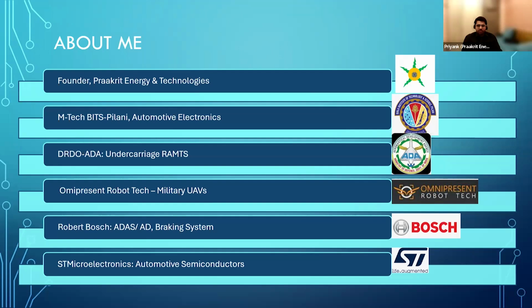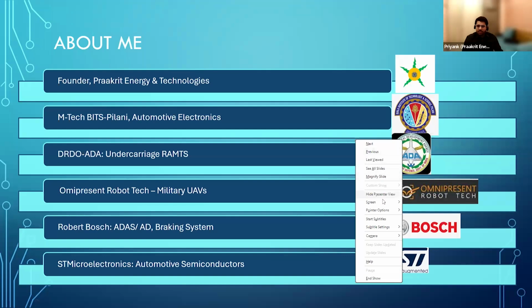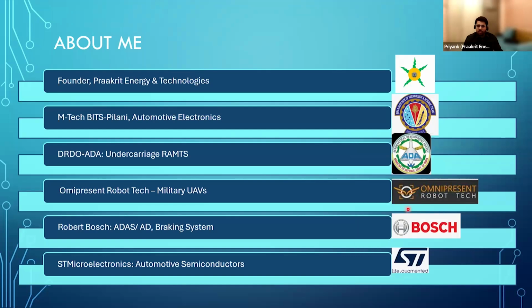Like Vinayak mentioned before, I'm the founder of Prakriti Energy and Technologies. I have a master's from Decibels in Automotive Electronics, and I worked as a safety researcher across many industries: aerospace, drones, Robert Bosch in autonomous driving, and at ST Microelectronics in the field of automotive semiconductors. Working in these places has really helped improve my perspective on how safety works across various tiers of automotive and how everyone approaches safety differently. So I would like to share my experiences with you today.